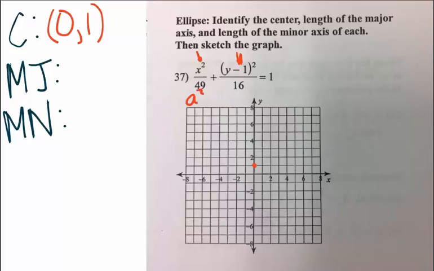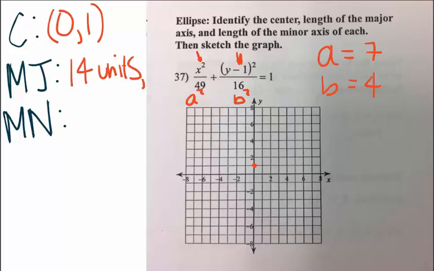The bigger number, A squared, this time is under the X instead of the Y. So if I take a square root to get half of the distance, it looks like A is 7, B is 4. So to find the full major axis length, I have to double it. 14 units for the major axis. That number was underneath the X, so it's got to go left and right. Bigger number underneath the X.